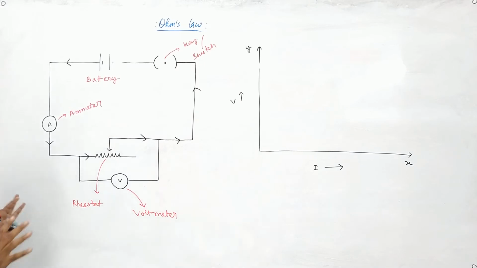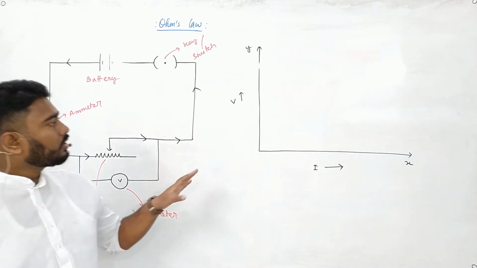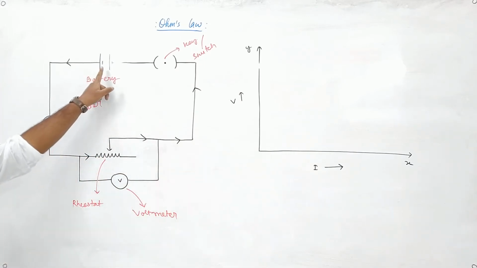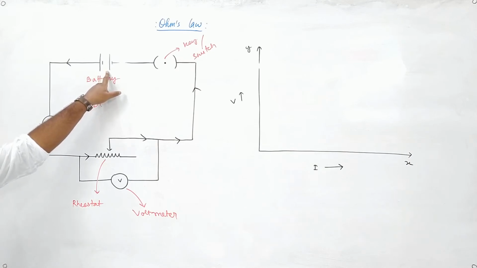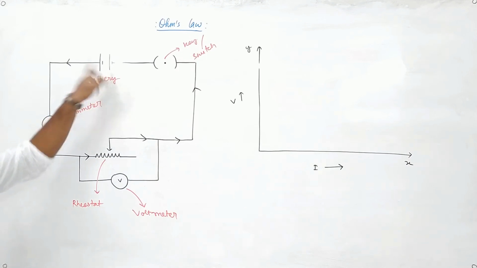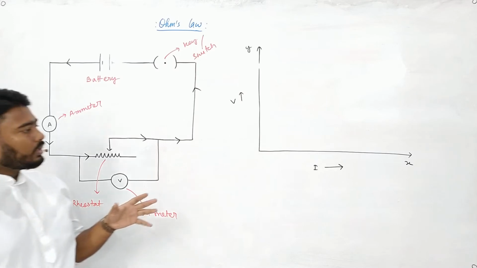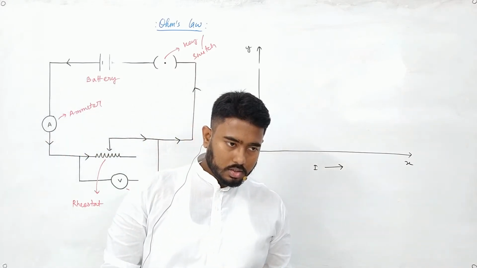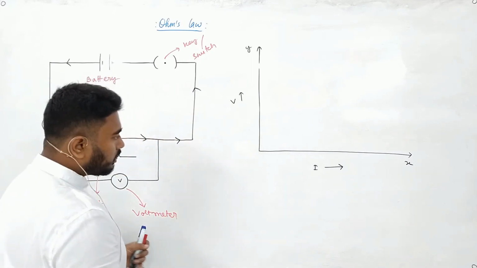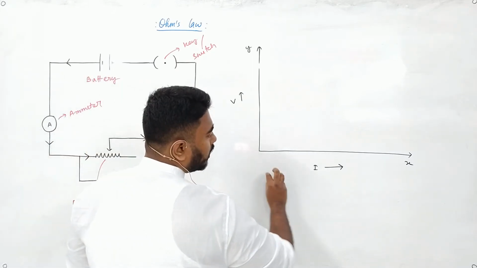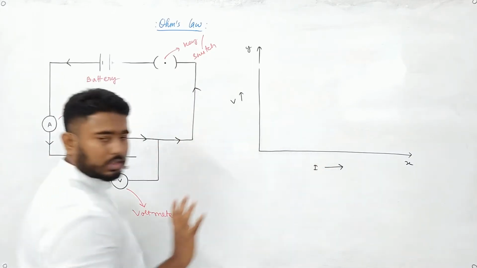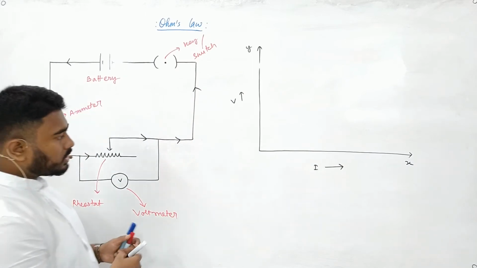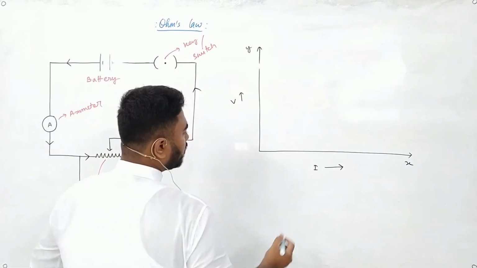So what I am doing is that, suppose I am increasing the voltage in here. Now if I increase the voltage too much, then it is seen that the current is also increasing with the voltage. Suppose initially I am doing some markings.